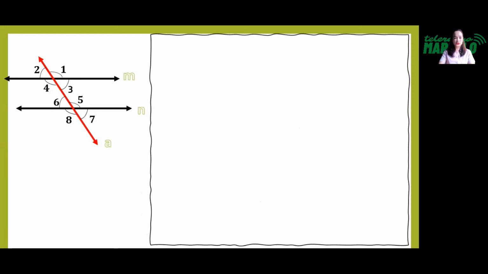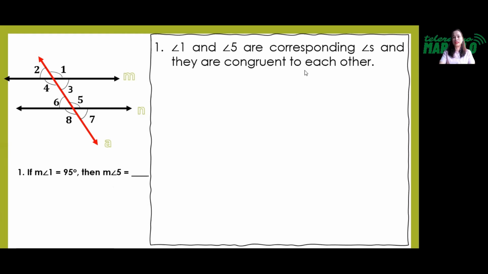Okay, so this is problem number 1. So we will take it one by one. For problem number 1, given the measure of angle 1, which is 95 degrees, and we are to find the measure of angle 5. So the best thing to do here is to look at the figure. Locate where is angle 1 and angle 5. Okay, so from the figure, it is stated that angle 1 and angle 5 are corresponding angles and they are congruent to each other.